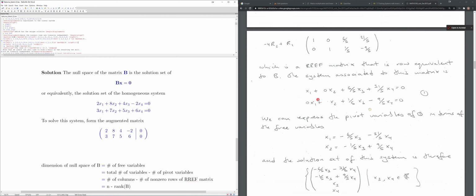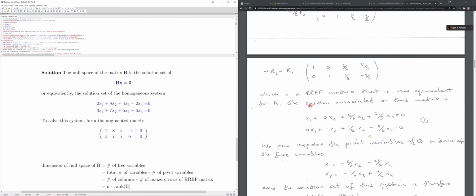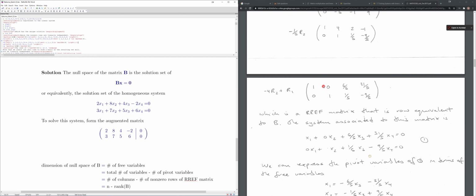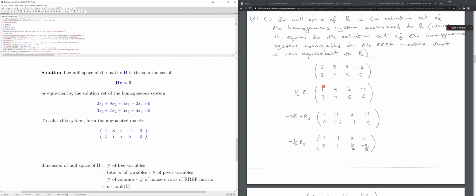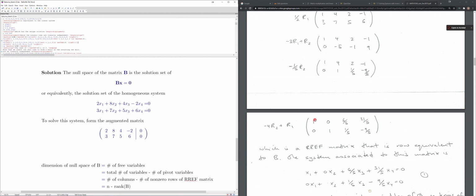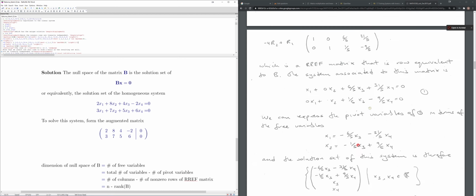Okay, so now that I have this, let's get the solutions. Notice that I have two pivots over here. This is one pivot, and this is my second pivot. The variables that I'm using are x1 to x4. I have a pivot in column 1, so I have pivot variable x1. I have a pivot in column 2, so I have pivot variable x2. So x1 and x2 are pivot variables, which means that everything else is going to be a free variable.